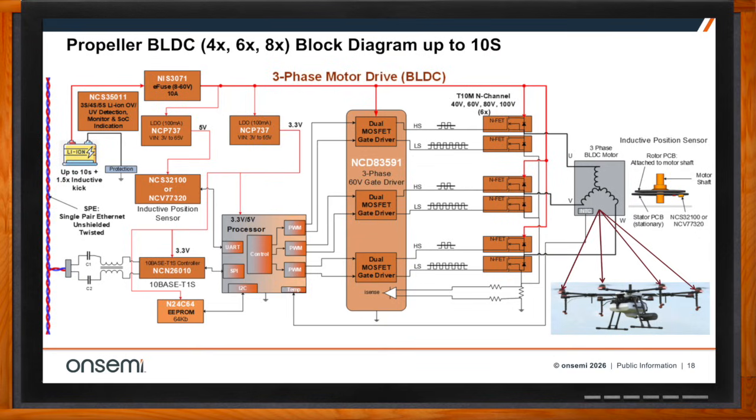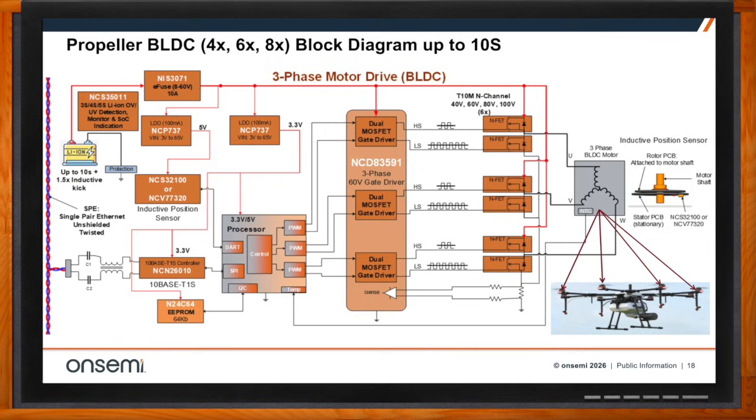And then moving further to the left, I have the NCD83591 3-phase 60-volt gate driver, and it's responsible for turning those switches on and off in the proper fashion to spin that motor in an optimal way. And moving right to left, we've got the processor there, and that processor drives the gate driver with pulse width modulation or duty cycling. And it's following some sort of commutation algorithm to spin that motor for the propeller efficiently. And it could be something simple like a trapezoidal or something more complex like sinusoidal or field-oriented control.